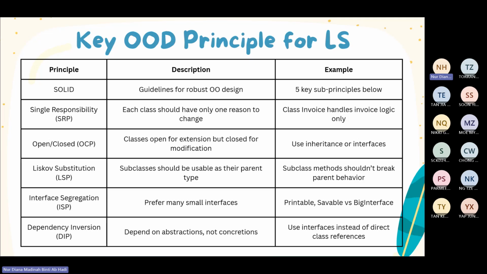And then we go for SRP, which is used for only one reason to change. Okay, open close principle, Liskov substitution, interface segregation, and dependency inversion. All of this will be used inside your large system, which will help you to reduce errors and reduce effort for maintenance in the future. Okay.